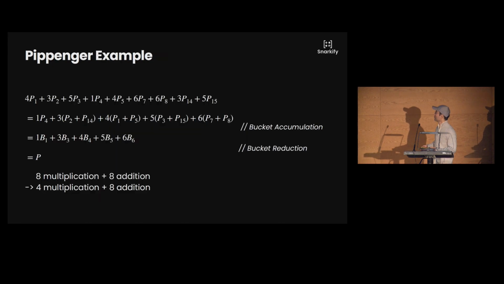With a more concrete example, if we are going to calculate this MSM problem, depending on the scalar of each point, you divide those into multiple buckets, and then add the buckets together, and finally, you get the final result P. We call this procedure bucket accumulation because you are adding the points in the same bucket together. And we call this procedure bucket reduction because you are adding the final values of different buckets and reducing them to one result. As you can see, in this example, we reduce the number of multiplications from 8 to 4. That's the idea of Pippenger.